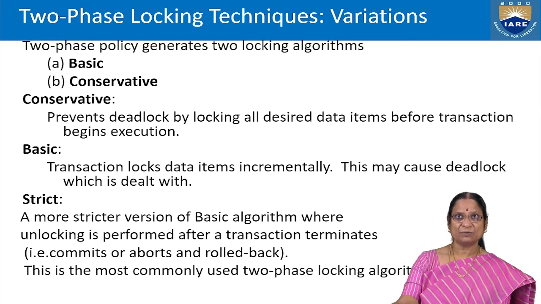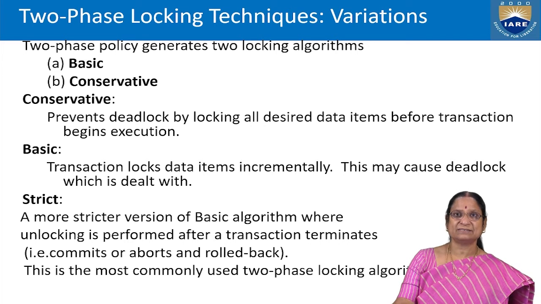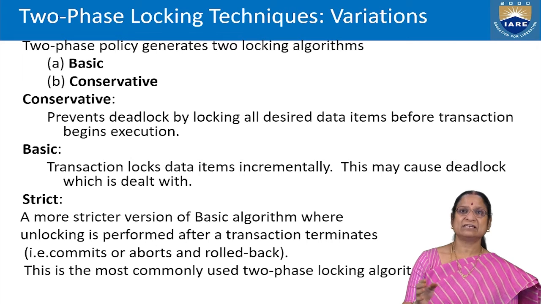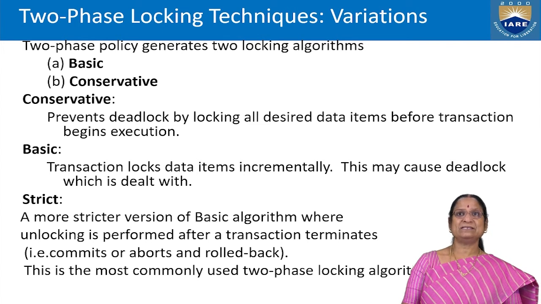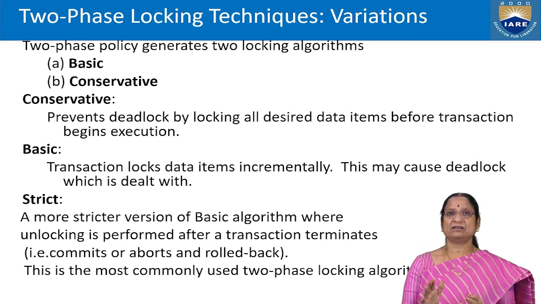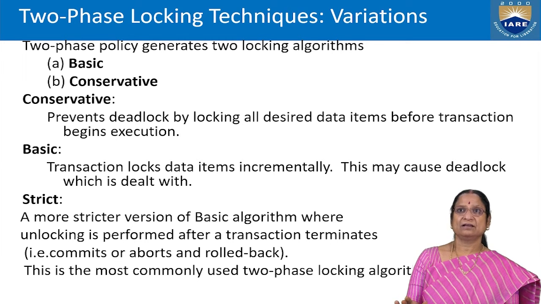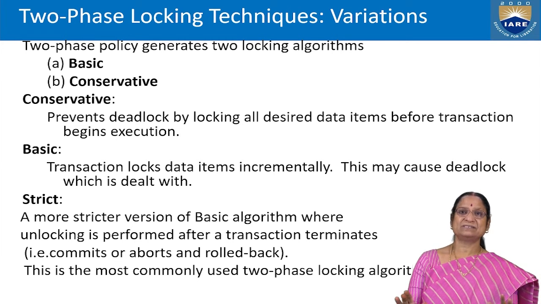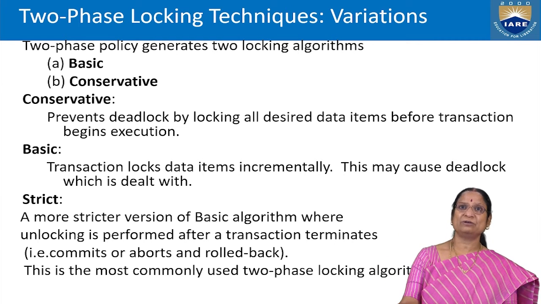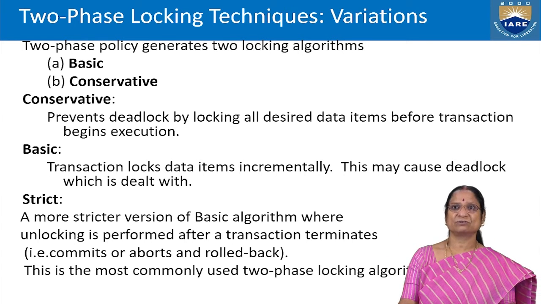This two-phase locking protocol has various variations. In the basic version, only locks are provided, with a growing phase and a shrinking phase. Conservative means, to prevent deadlock, all desired data items are locked first, initially, just like a declaration section. Till the transaction completes, the locks are not released. That is the conservative variation.